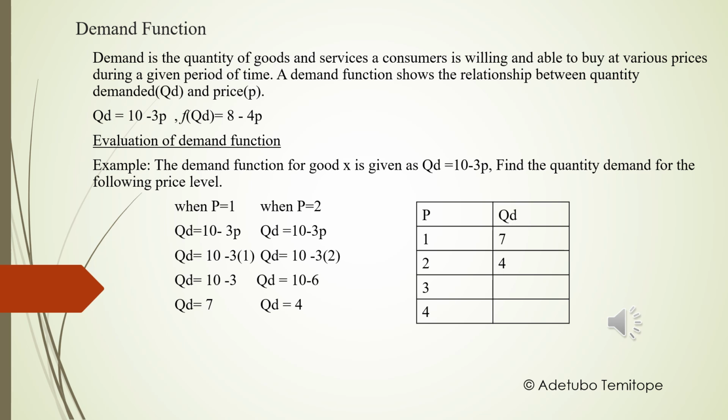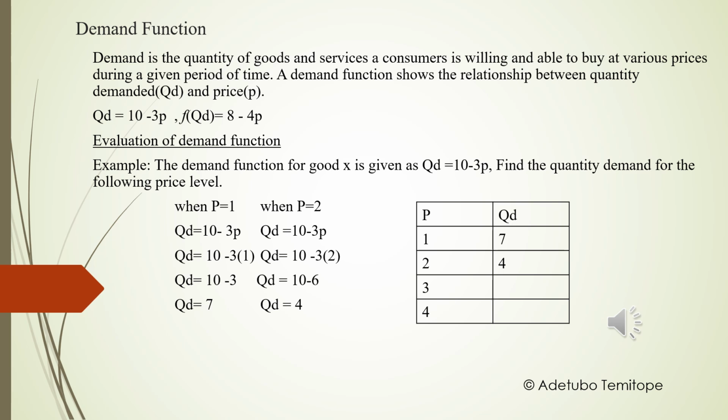So how do we evaluate the demand function? We have an example here. The demand function for good S is given as QD equals 10 minus 3P. Find the quantity demanded for the following price levels. We can see a table here where we have price and quantity demanded. So we want to calculate the quantity demanded at each price level.